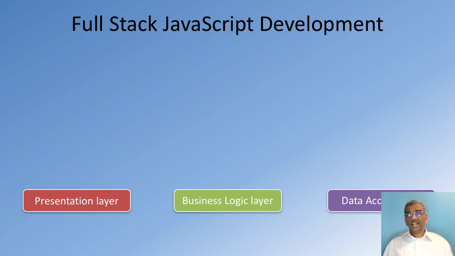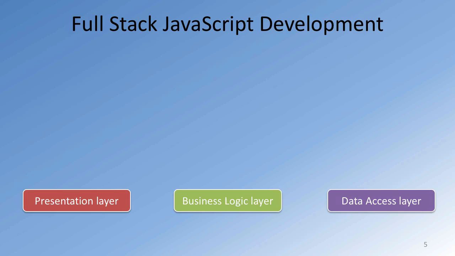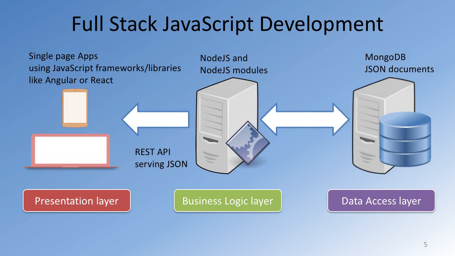There is an increasing trend towards using a single language to implement the entire stack, this being JavaScript. So you could have the front end implemented, for example, as a single page application using frameworks like Angular or React. You have the server side or the business logic layer being implemented using technologies like Node.js, which is also dependent on JavaScript. And then you have the data storage itself being implemented using technologies like MongoDB, which stores data in the form of JSON documents.